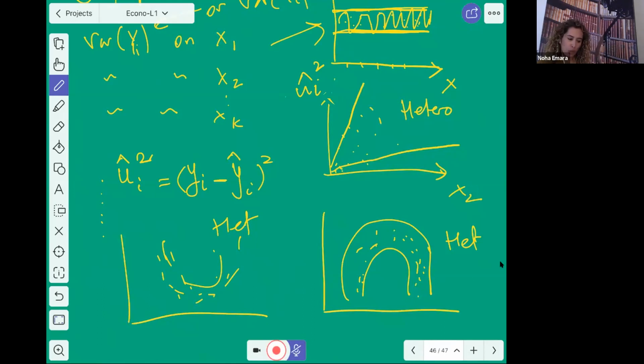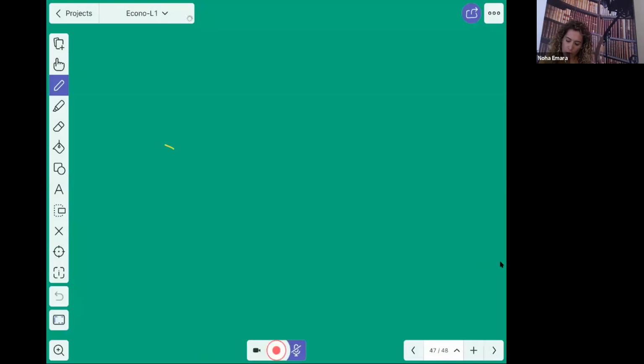So what you need to do is the second test, which is a regression. A regression is again doing the same thing. I'm going to regress what I had on the graph. I'm going to regress, or create a model of, how ui hat squared is affected by x1, x2, x3, each one in turn.